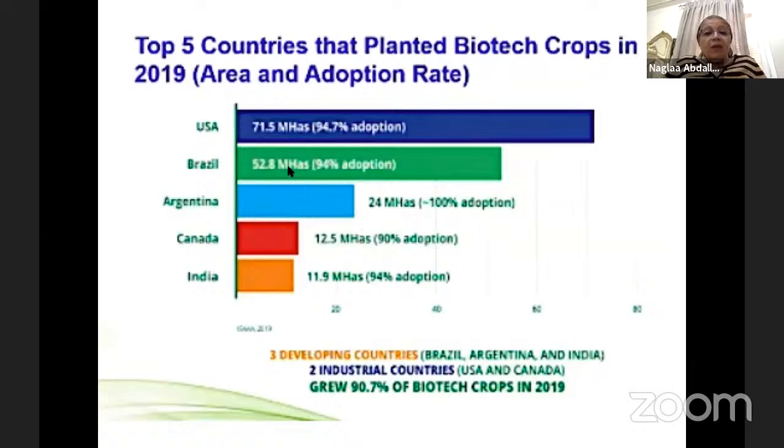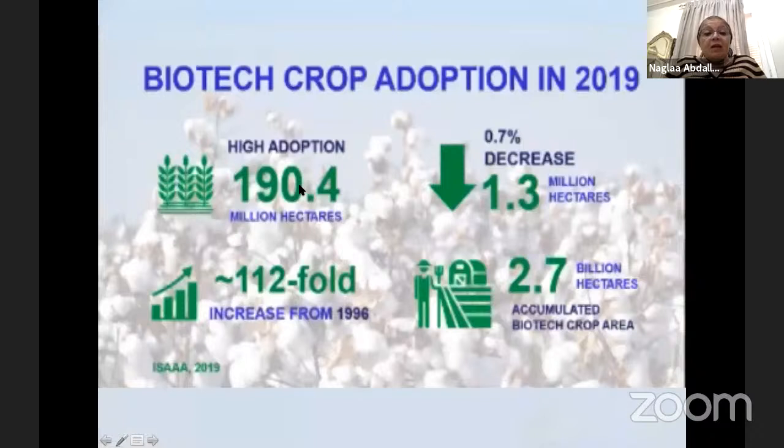Okay, the main five countries that cultivate biotech crops are the United States, Brazil, Argentina, Canada, and India. We can see that the cultivated area is about 190.4 million hectares, which is a decrease of about 1.3 million hectares.